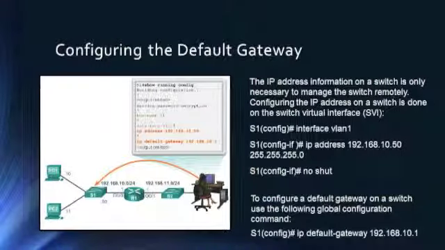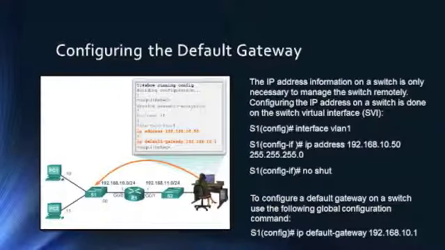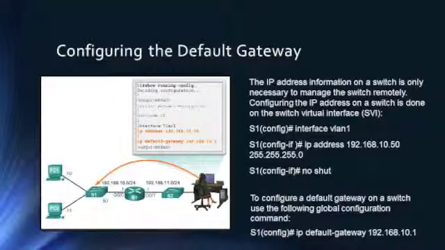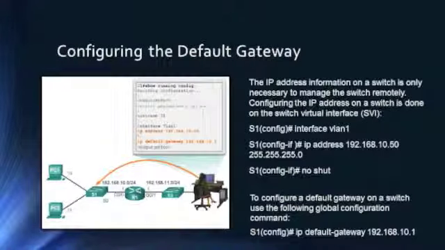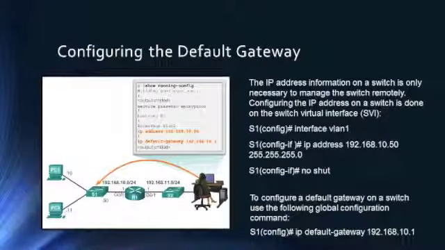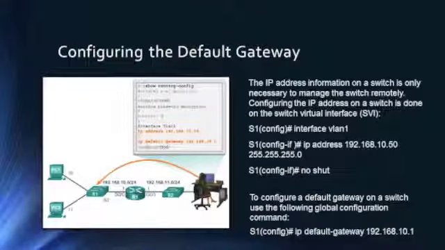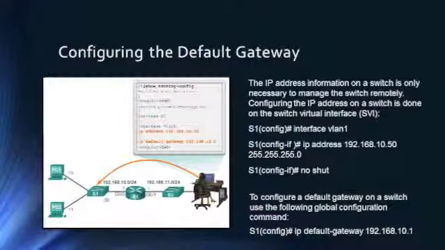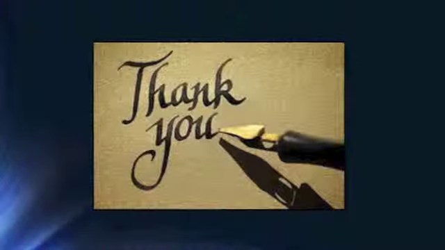However, if the switch must be accessible by devices in a different network, the switch must be configured with a default gateway address, because packets that originate from the switch are handled just like packets that originate from a host device. To configure a default gateway on a switch, use the following global configuration command: ip default-gateway 192.168.10.1.